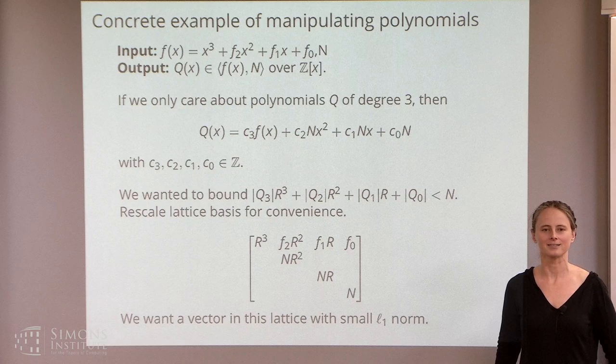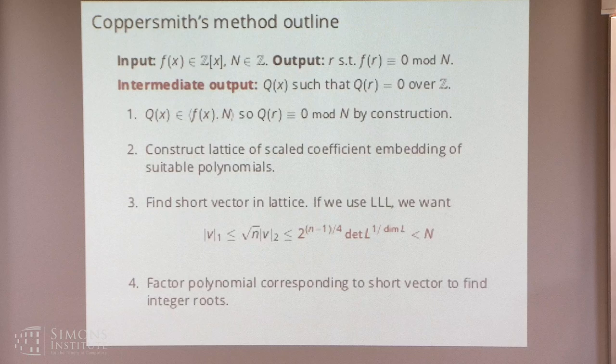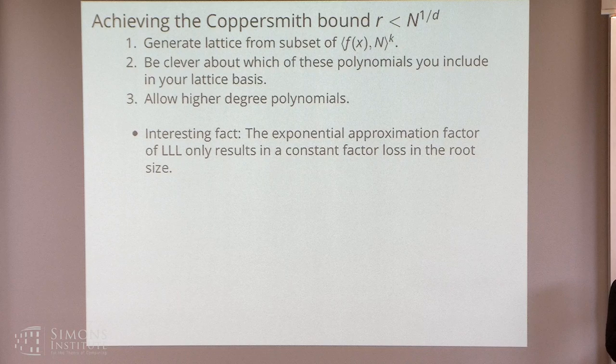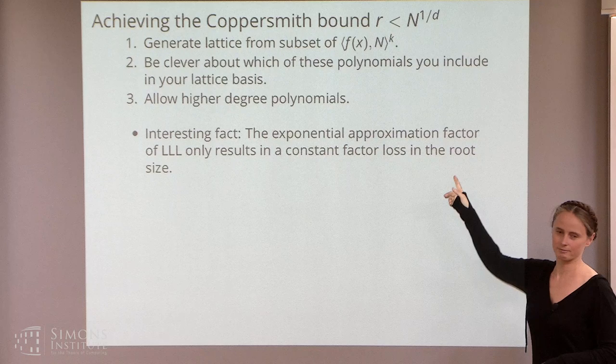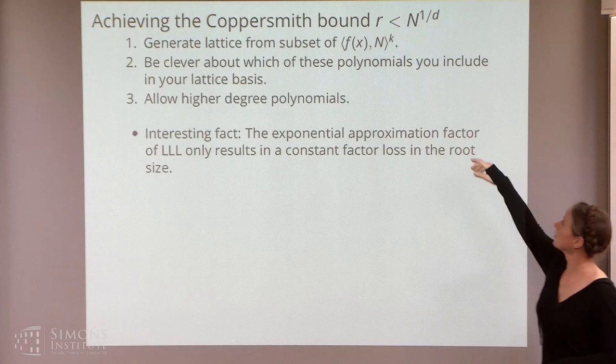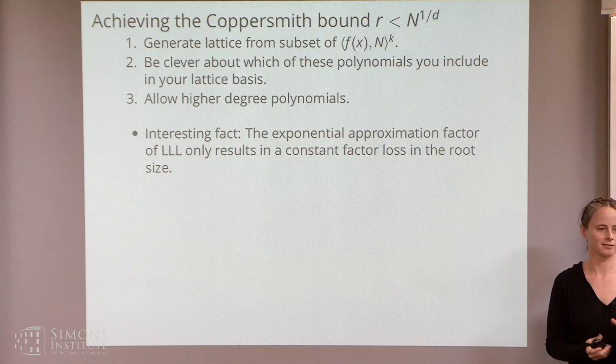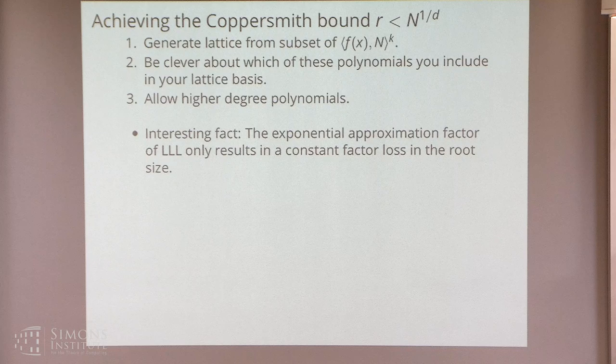Okay, and everything here is provable, right? There's nothing heuristic here. So yeah, that's a good point. So there's nothing heuristic here, and the exponential approximation factor of LLL turns into a constant factor loss in the size of the root that you can find. So the 2 to the n turns into a like n over half to the 1/d, and you can get rid of that just by brute force. So that's pretty cool. This is one of those rare examples of lattice cryptanalysis that is totally rigorous, and doesn't care about the approximation factor of LLL, which is like magical.